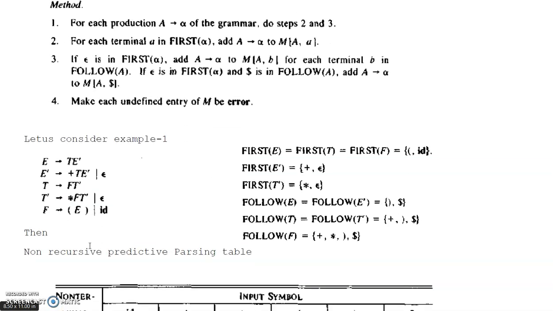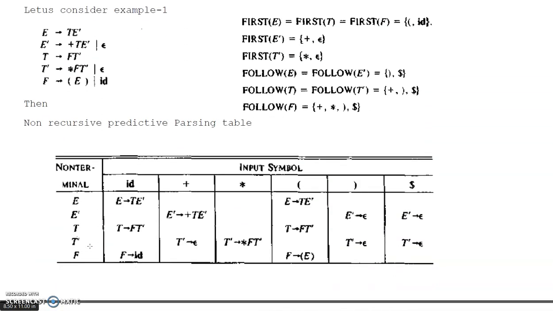Let us consider the grammar: E tends to T E dash, E dash tends to plus T E dash or epsilon, T tends to F T dash, T dash tends to star F T dash or epsilon, F tends to open parenthesis E closed parenthesis or ID. This is the grammar that we have. Then find out the first of E, E dash, T, T dash, F. These are the symbols that I have written already.